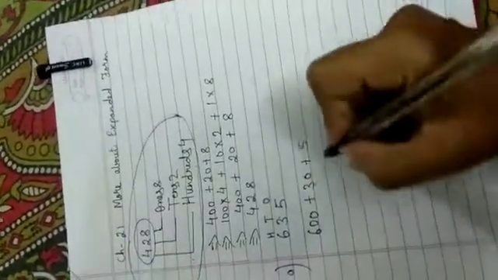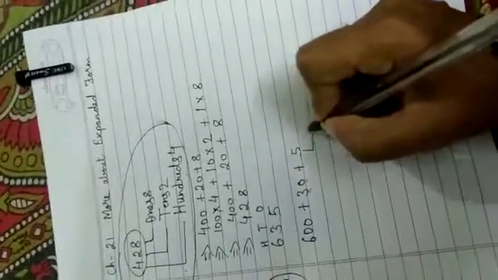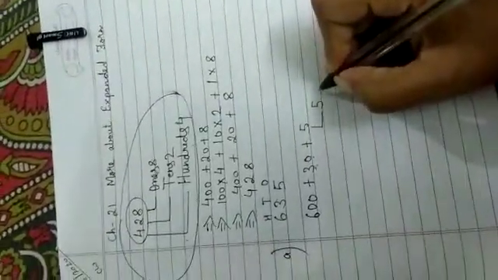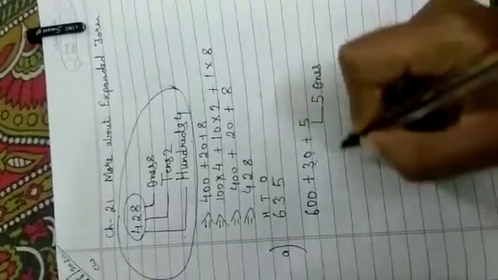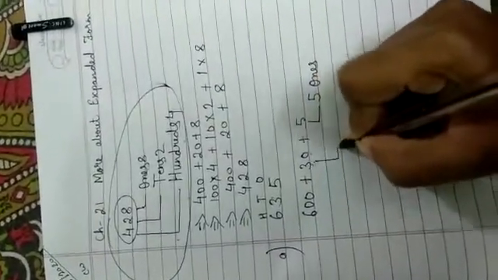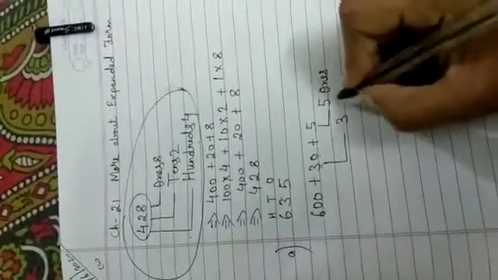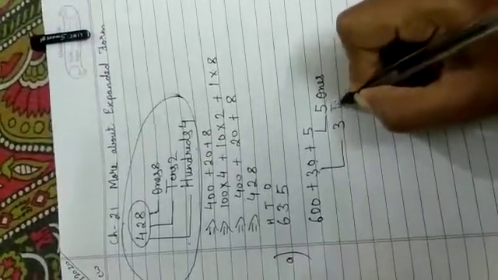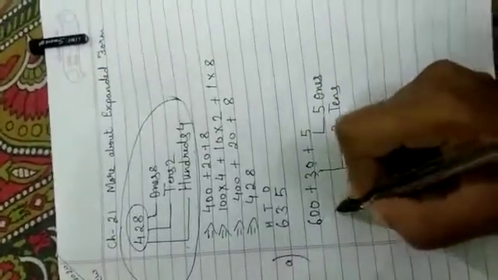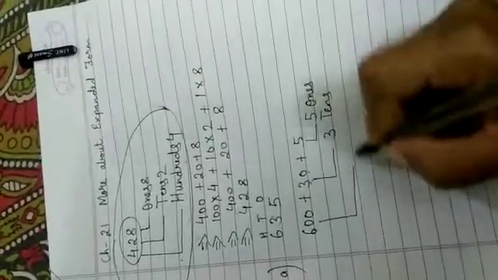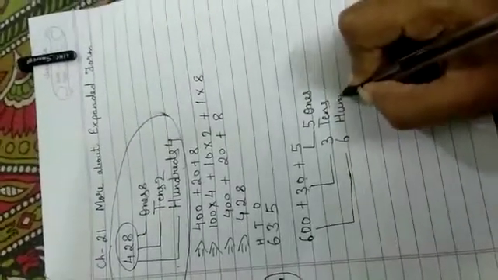Okay. So now 5 is in ones, 5 ones. 30. Here 3 is in tens place. Here 6 is in hundreds place. In the same process, you have to do the exercise given in page number 62.